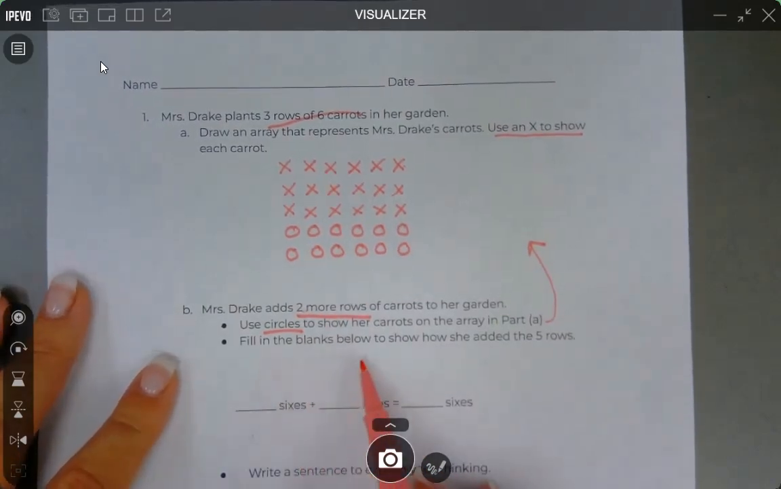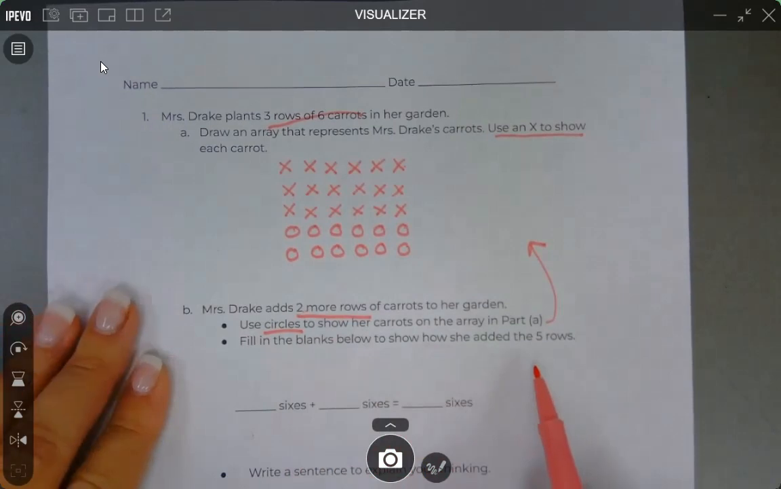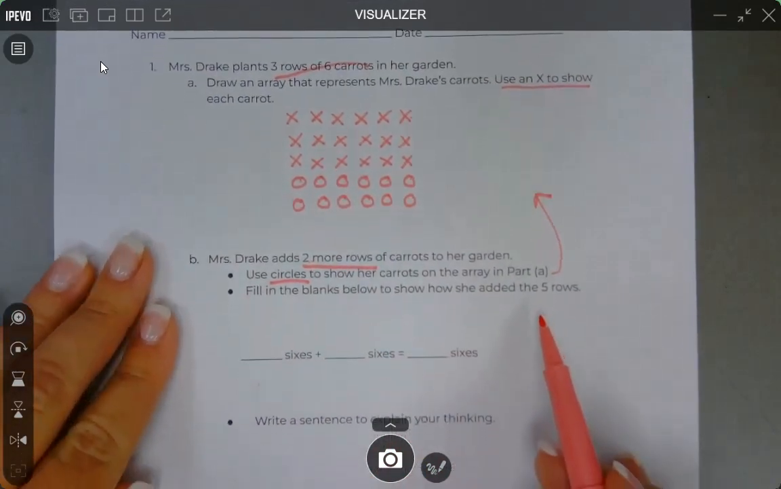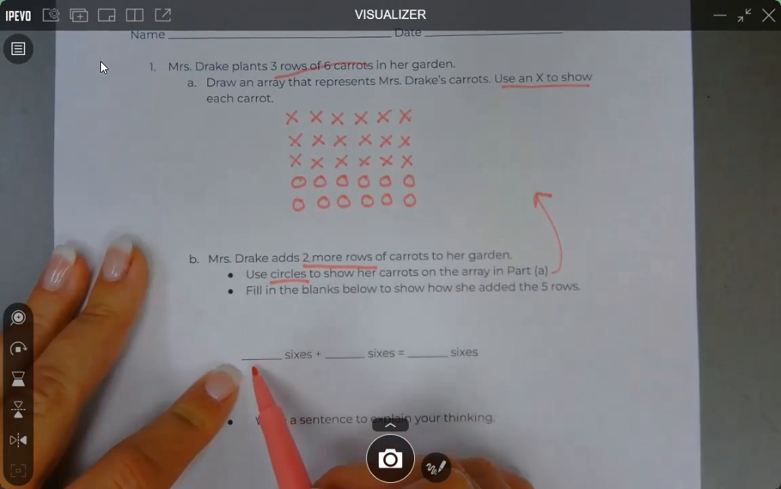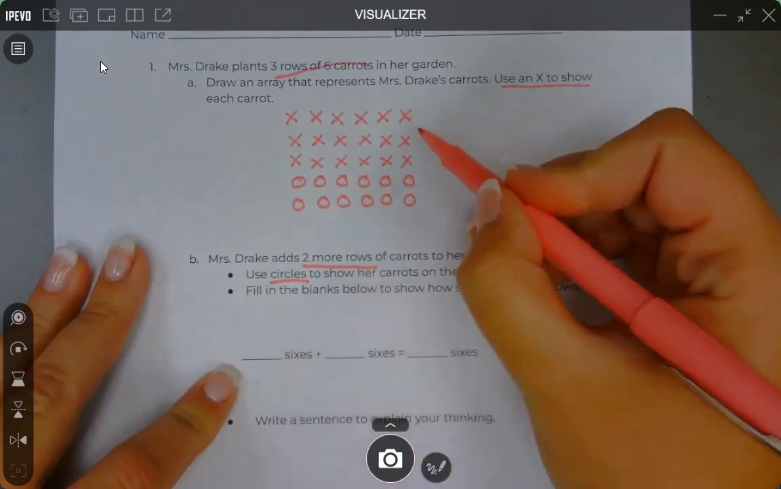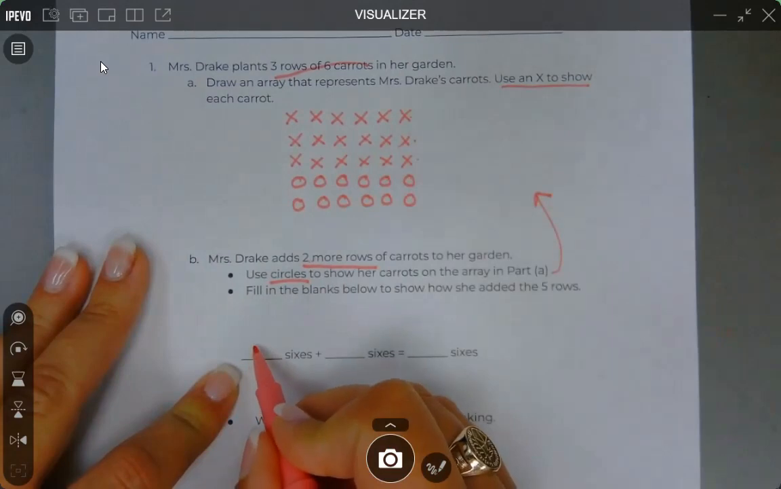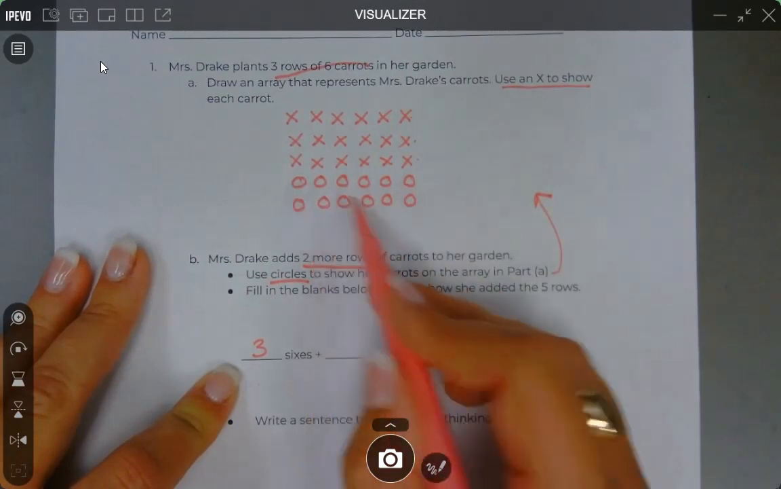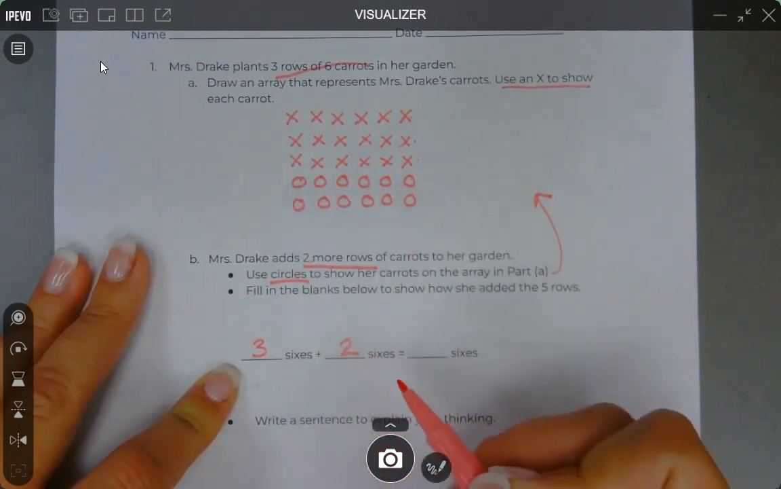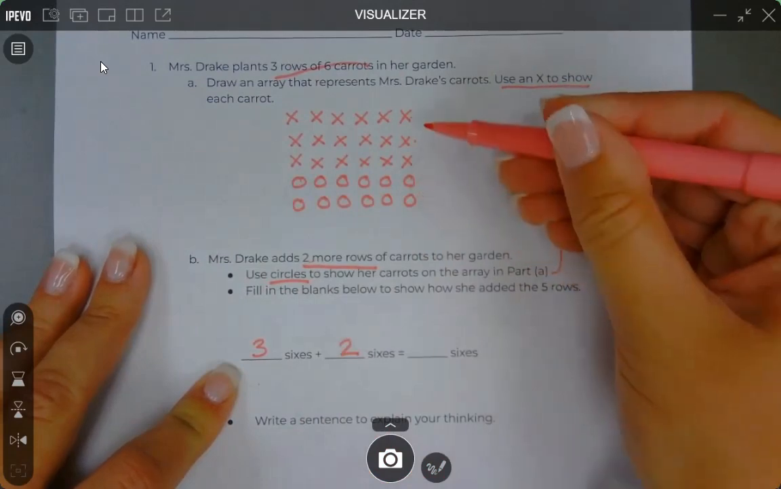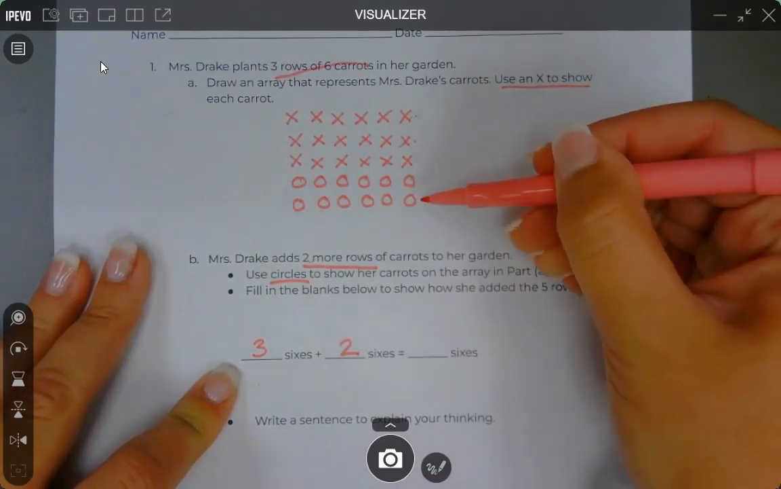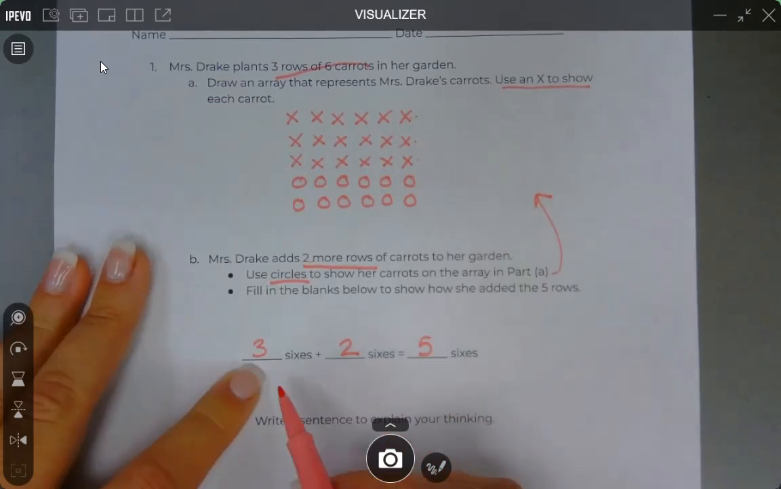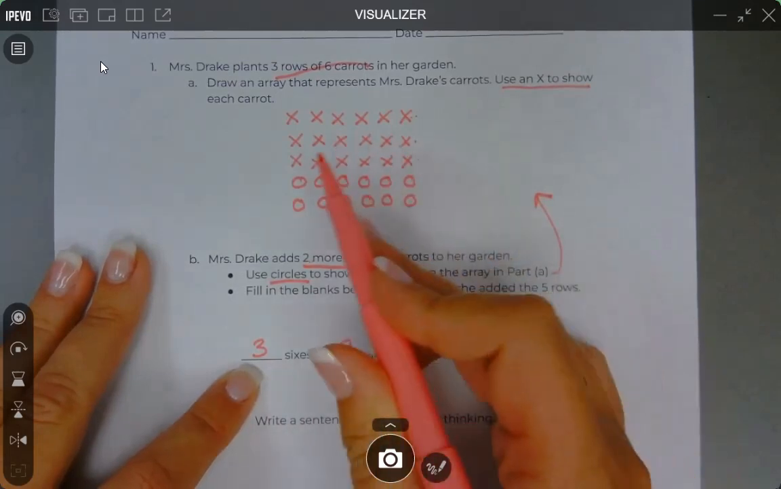Now it says fill in the blanks below to show how she added the 5 rows. First, she made how many 6s? She made 1, 2, 3 rows of 6. Those were her X's. Then she added 1 row, 2 rows of 6. How many rows of 6 does she have altogether? 1, 2, 3, 4, 5 6s. So 3 6s, those are your X's, plus 2 6s, those were your circles, has 5 total 6s.